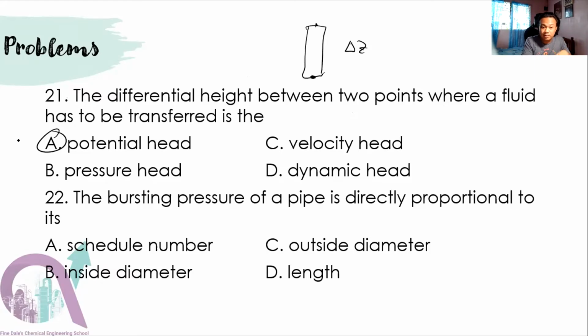So next is the bursting pressure of a pipe is directly proportional to its schedule number, because schedule number has this formula, 1000 times P over S. P is the maximum pressure over the safe working pressure. Safe working stress dito niya na. Pressure and stress have the same units, so they will cancel and then you will be left with the schedule number.